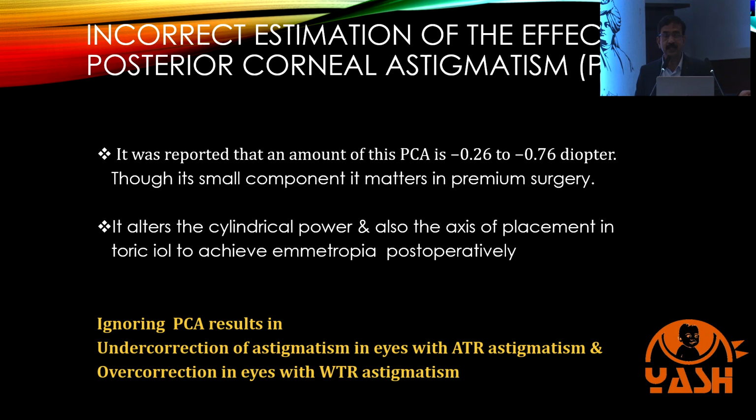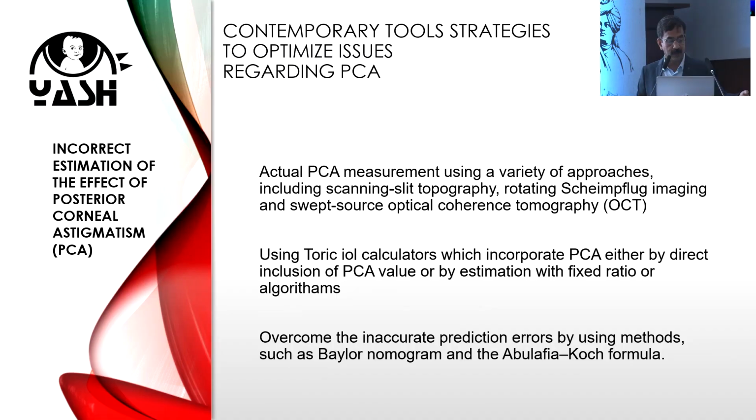The third point is the incorrect estimation of the effect of PCA. See, the posterior corneal astigmatism accounts for 0.25 to almost 0.75 diopter. Though it seems small, it matters a lot in premium surgery. It not only alters the cylindrical power, but also alters the axis of placement of toric IOLs to achieve emmetropia. So if you ignore PCA, you will end up with undercorrection of astigmatism in against-the-rule cases, and overcorrection in with-the-rule astigmatism cases.